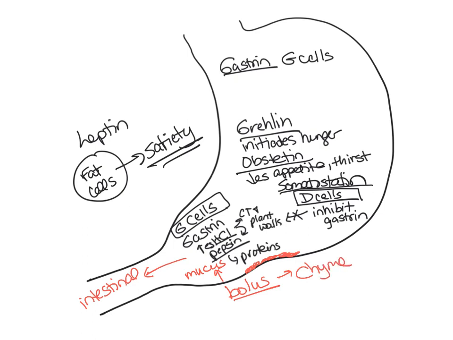So not only is the stomach using all of these enzymes that I talked about to chemically digest the food, there are also 3 different layers of smooth muscle. And those layers of smooth muscle are going to cause the stomach to churn and to mechanically digest all of the contents in the stomach.